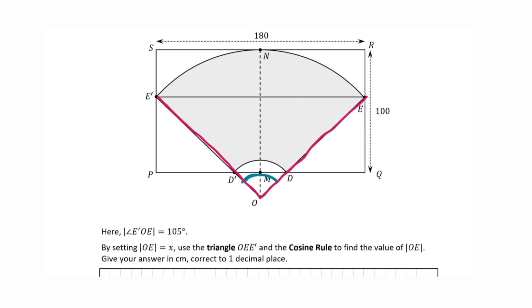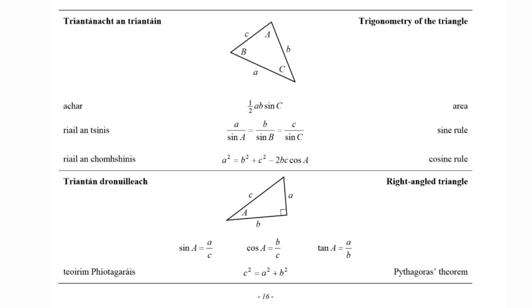So looking at this is our triangle. We know that the length of this side here is going to be the width of the rectangle, which is 180. They told us to set the distance OE to x. So this side here, OE', will also be x. And then we also know that this angle here is equal to 105. So they want us to use the cosine rule, which is found on page 16 of the Formula and Tables book. So here's page 16, and we're going to be using this formula here, which is the cosine rule.